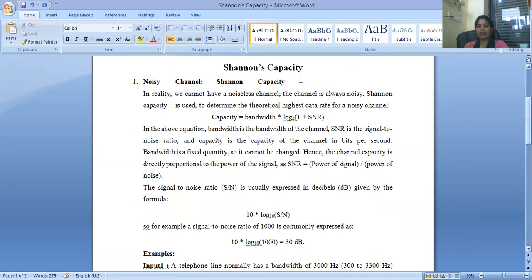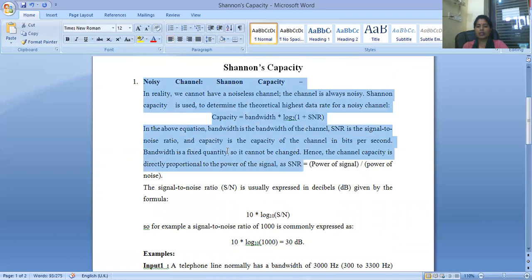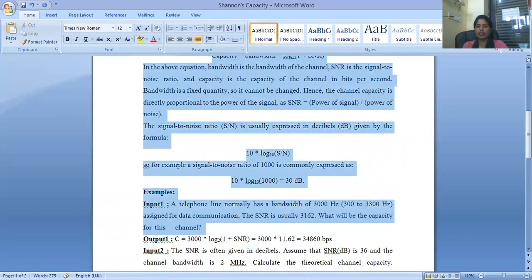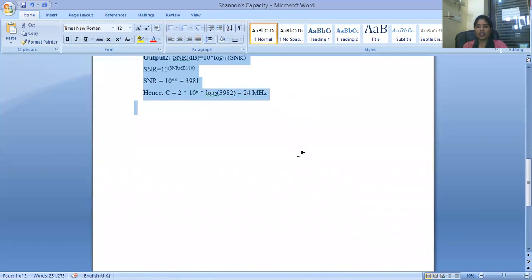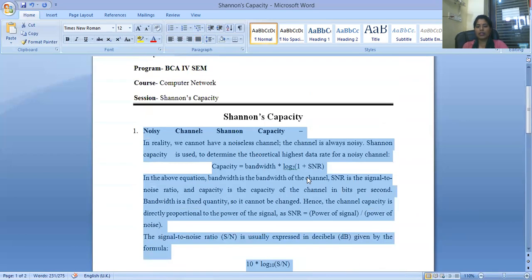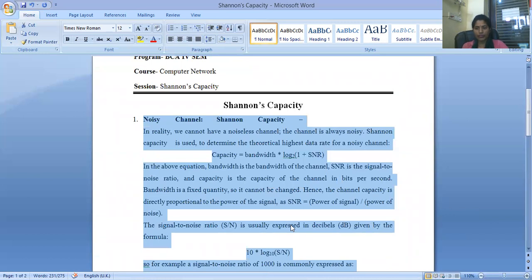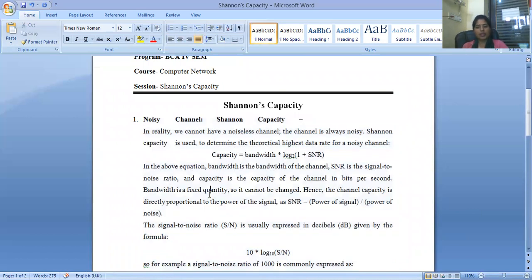This is a very small topic in this course. You only have some formula through which you have to calculate the Shannon's capacity of the channels, isn't it? So let me recall this once again. What is the Shannon capacity? The capacity of a noisy channel is known as the Shannon's capacity. In today's era no channel is noise free, so every channel has a little bit of noise occurring in it.